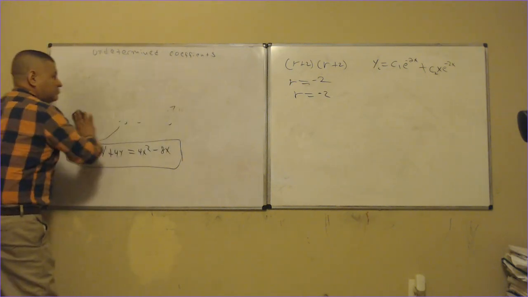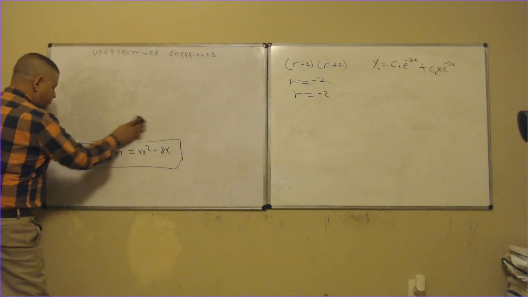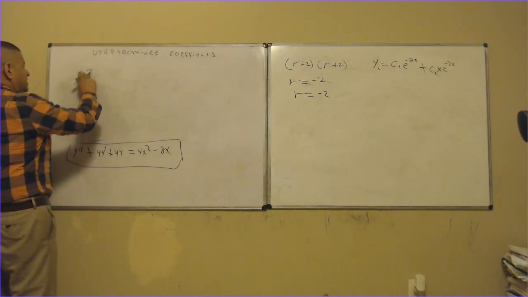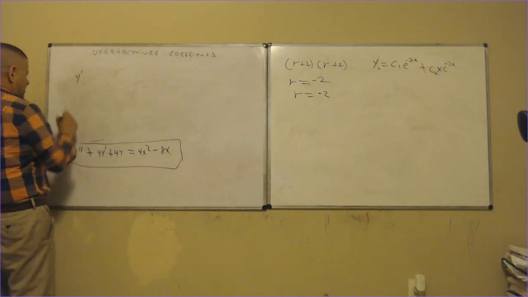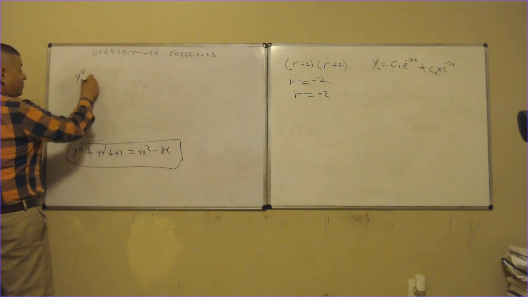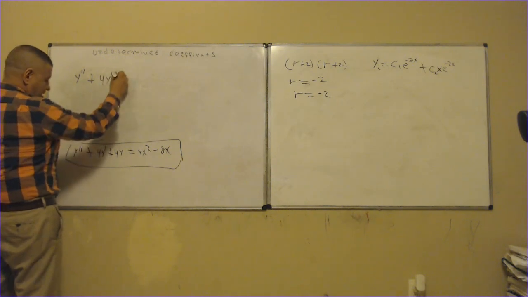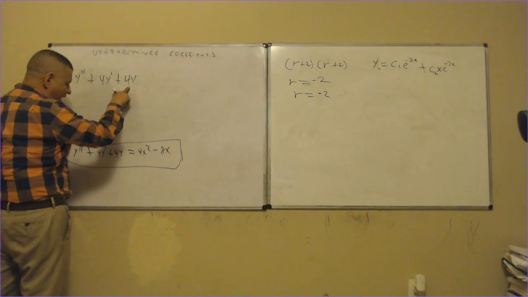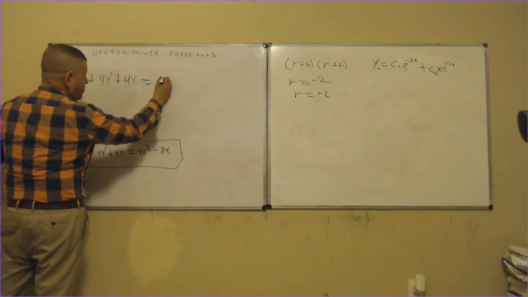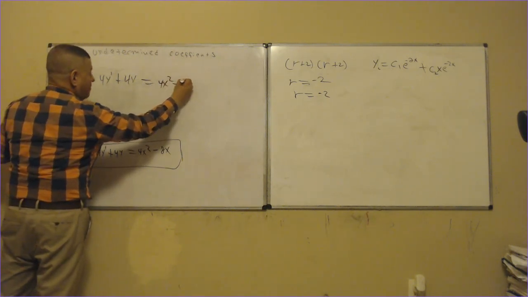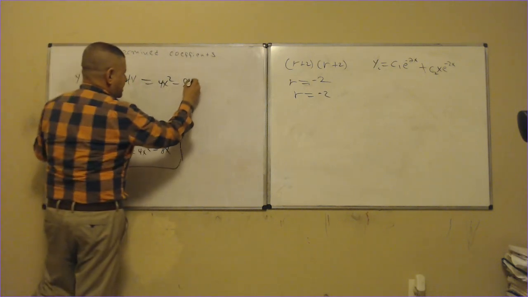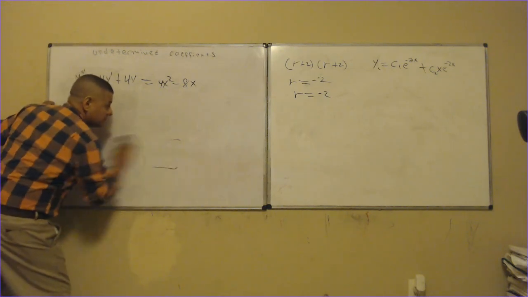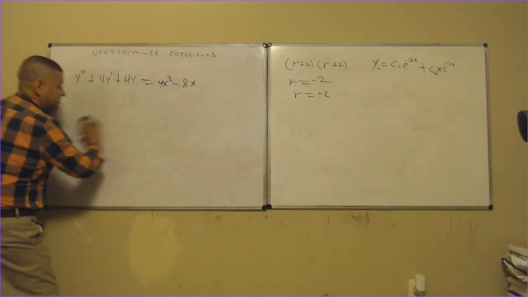Now, because I need some room over here, I need to rewrite this up here. I got y double prime plus 4y prime plus 4y is equal to 4x squared minus 8 minus 8x. Okay, now let's do this.